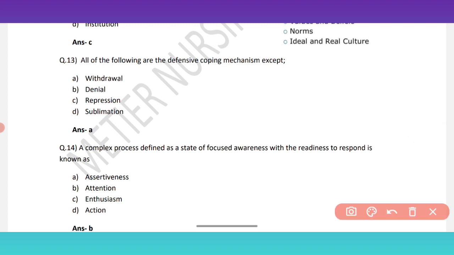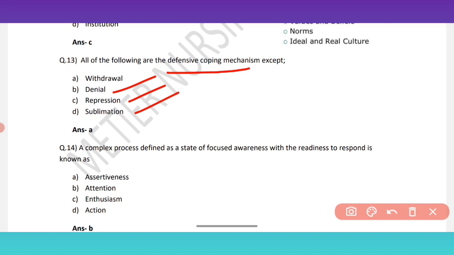Next, question number 13. All of the following are defensive coping mechanisms except. There are many defensive mechanisms, right? For example, denial, suppression. Denial is there here. Repression is there here. Sublimation, regression, suppression, projection, displacement, reaction formation. All these things are coming under what? Defensive coping mechanism or defensive mechanism.